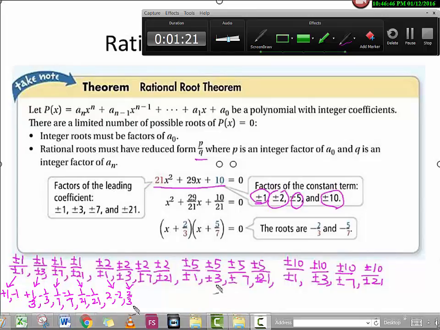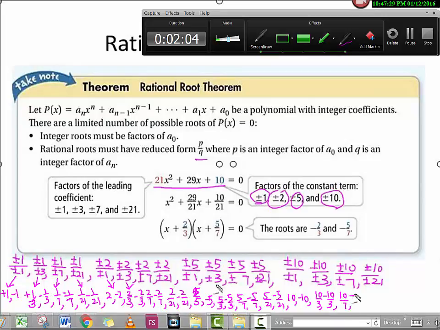Then we have 2 over 3 or negative 2 over 3, 2 over 7 or negative 2 over 7, 2 over 21 or negative 2 over 21, 5 or negative 5, 5 over 3 or negative 5 over 3, 5 over 7 or negative 5 over 7, and 5 over 21 or negative 5 over 21. For the last set, you're going to have 10 or negative 10, 10 over 3 or negative 10 over 3, 10 over 7 or negative 10 over 7, and the last two possible rational numbers are 10 over 21 or negative 10 over 21. So all these are the possible rational roots for this equation.